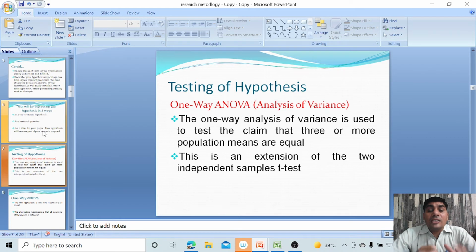One way analysis of variance is used to test the claim that three or more population means are equal. That means one way ANOVA is used where three or more populations have the same means. In this case, we have to use the one way ANOVA. It is the extension of the two independent sample t-test. Where there are two samples, we can use the t-test, but when we have three or more, then it is the extension, and we can use the ANOVA, analysis of variance, in one way.